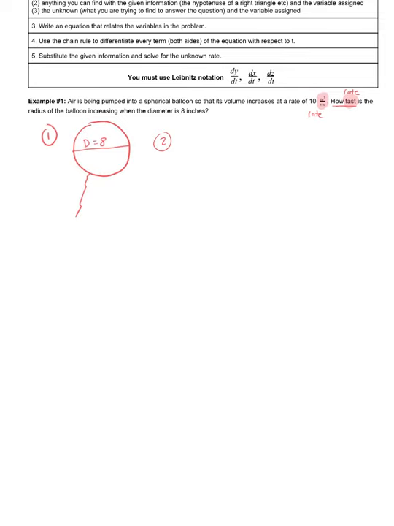And we're going to order it into 3 columns. What is given to us, anything that we can find on our own, and then the unknown. What is the question asking us for? The only thing that we're actually given is the diameter is 8, and we're also given the rate of the volume. The volume increases at a rate of 10. So that is a rate of change.